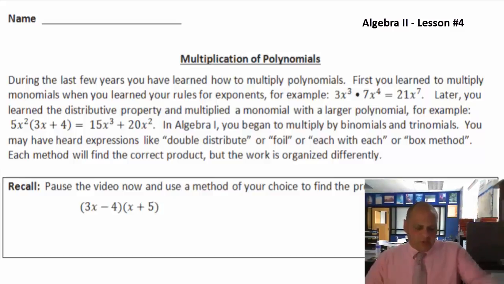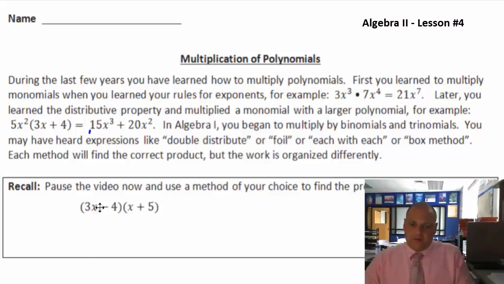But before we get into that, we're just going to do a little review because I want to make sure we remember how to do that. So what I want you to do now is pause the video real quick and use a method of your choice to find the product. So you tell me how you would find 3x minus 4 times x plus 5, if you remember. I want to see if you can remember it. And right now I will go ahead and do that. So hopefully you have this done already.